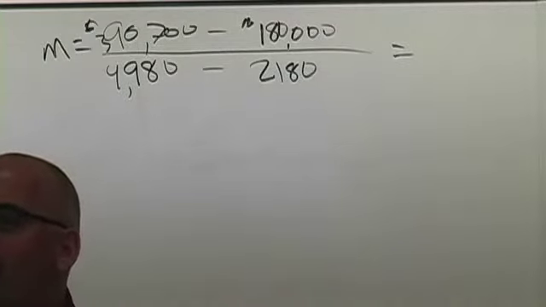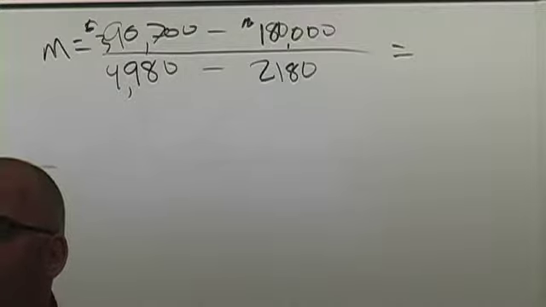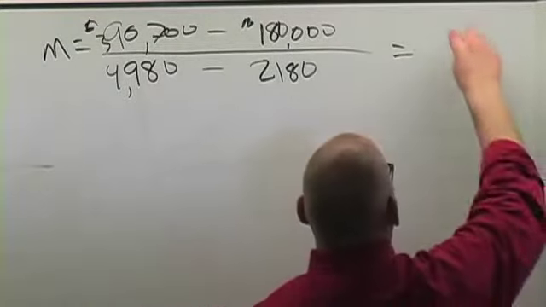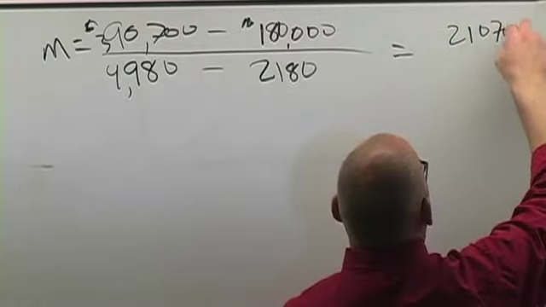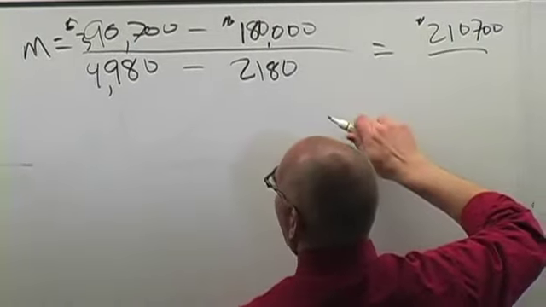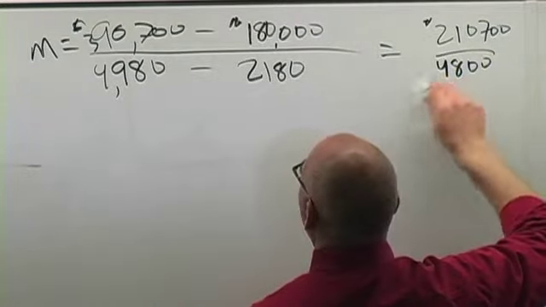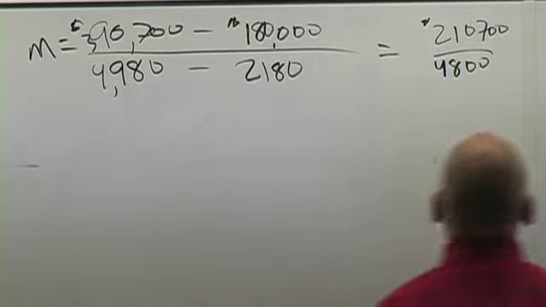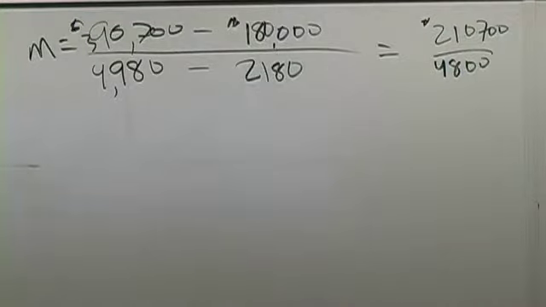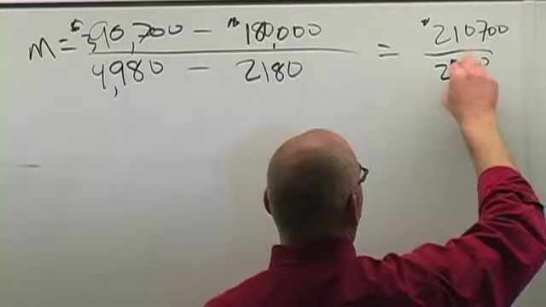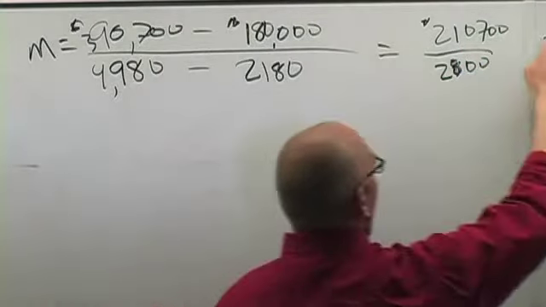How much? $210,700. The bottom is going to be 4,800? No, 2,800. I did, but it was a long time ago. 2,800. And that equals what, Tyson?